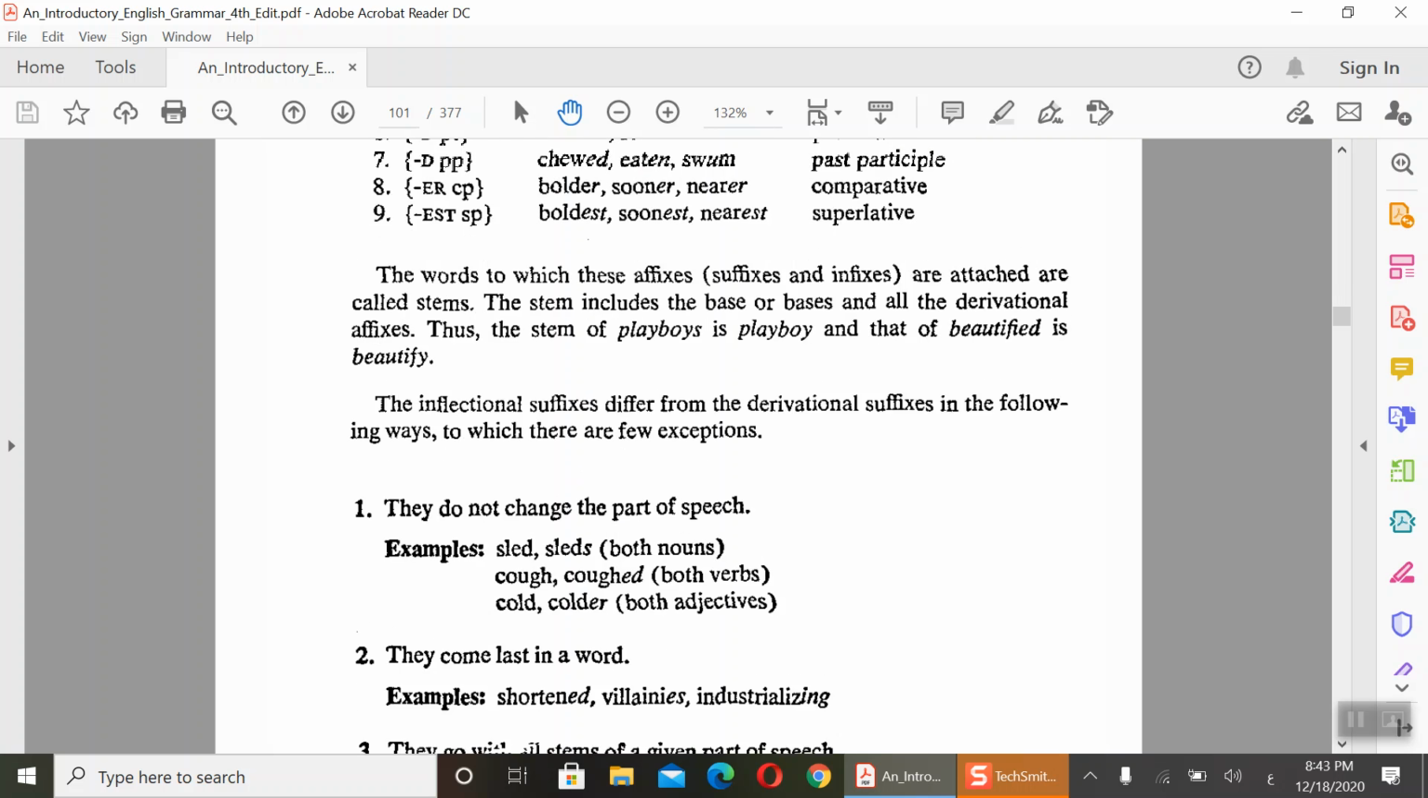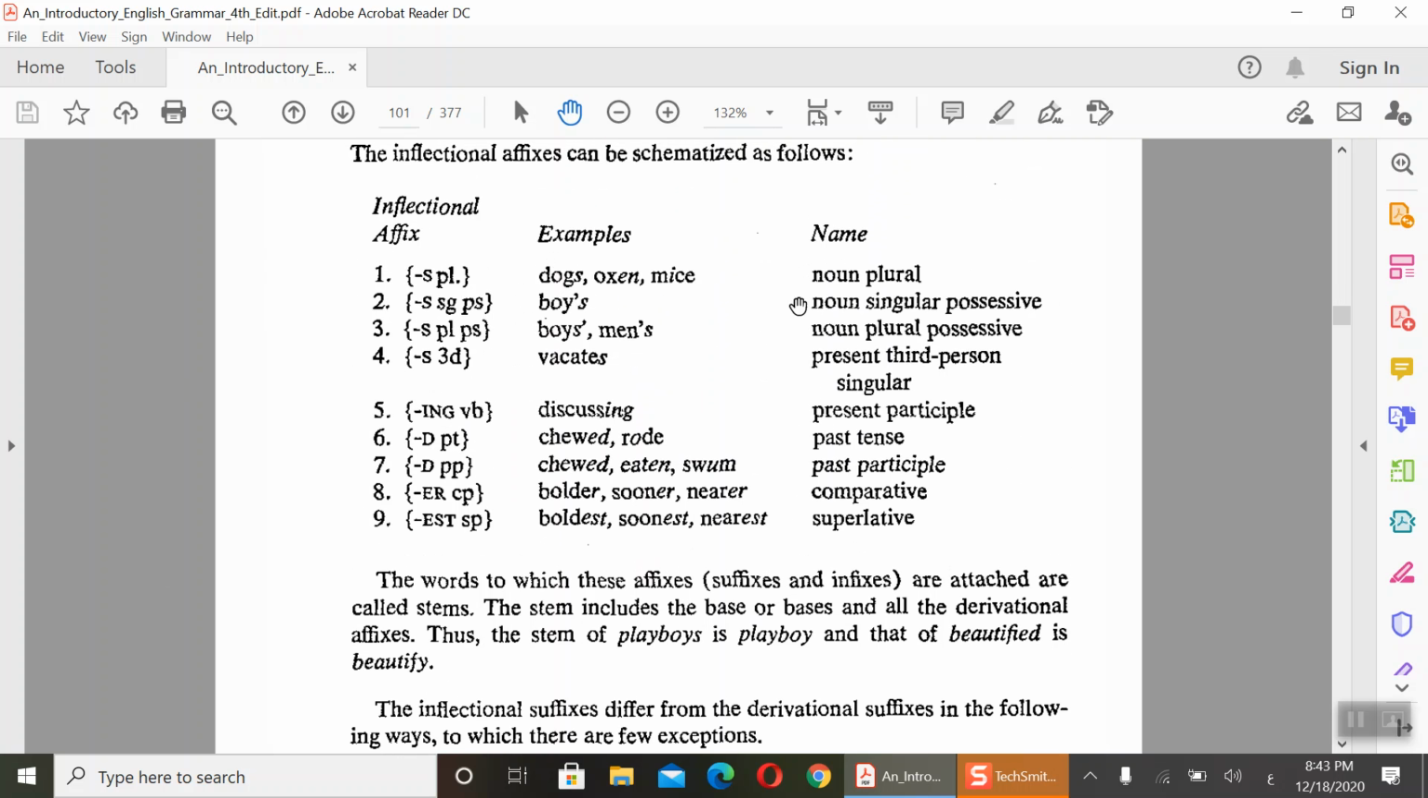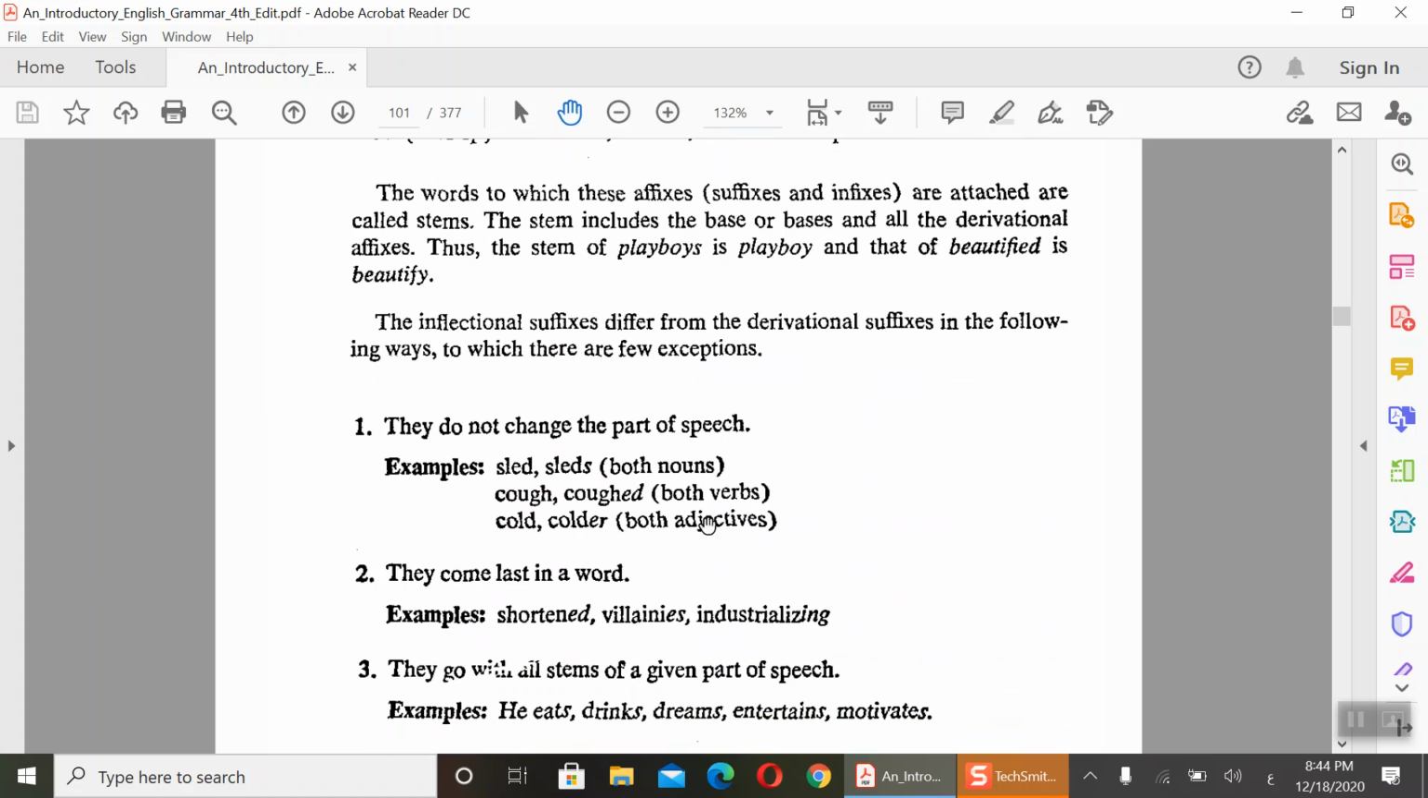For example, here, dog is what? Noun. When we put S, still noun, no change. Here the same. What is a verb? When we put suffix, still verb. Discuss is verb. We put ing, still verb. Write as a verb, wrote, past tense, still verb. Here when we say soon, adjective. Sooner, still adjective. Near, nearest, adjective. So they don't change the part of speech. Okay, you see, both adjectives, both verbs.